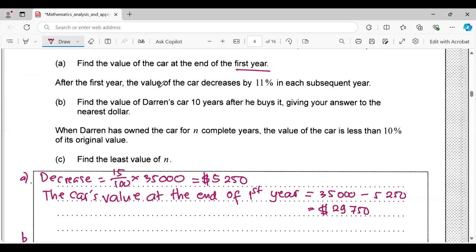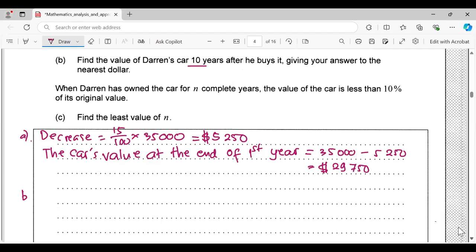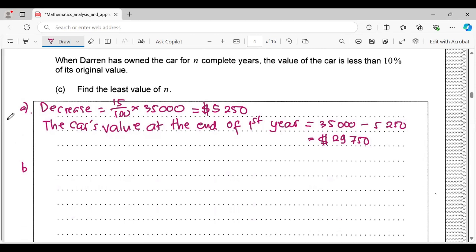After the first year, the value of the car decreases by 11% in each subsequent year. B, find the value of Darren's car 10 years after he buys it, giving your answer to the nearest dollar. Okay. A decrease of 11% means the value decreases.